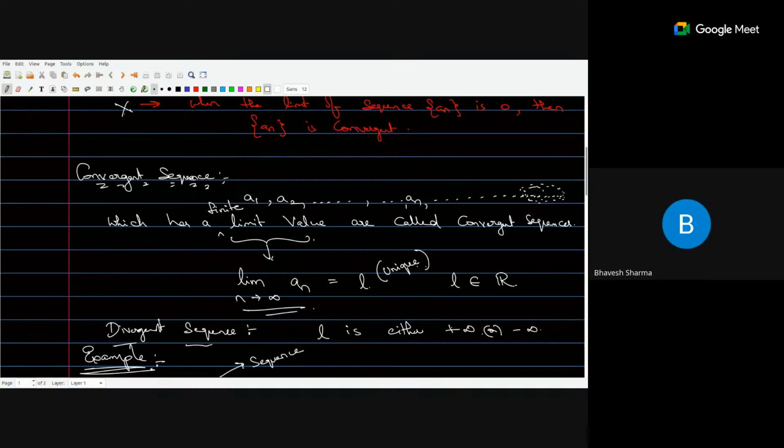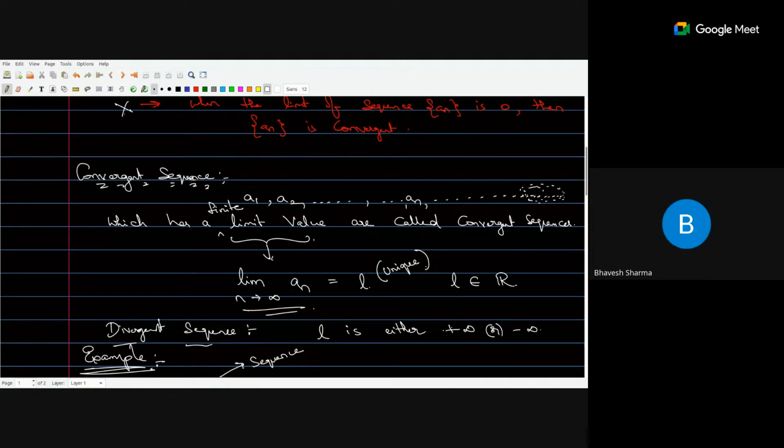Sir, if this unique value is minus infinity, then that is divergent. Yeah, so it is either this or that. If this L is a unique real value, meaning any real number, then those are convergent sequences. If L is not a real number, if L is plus infinite, then it is a divergent sequence. Or if L is minus infinite, then also it is a divergent sequence.